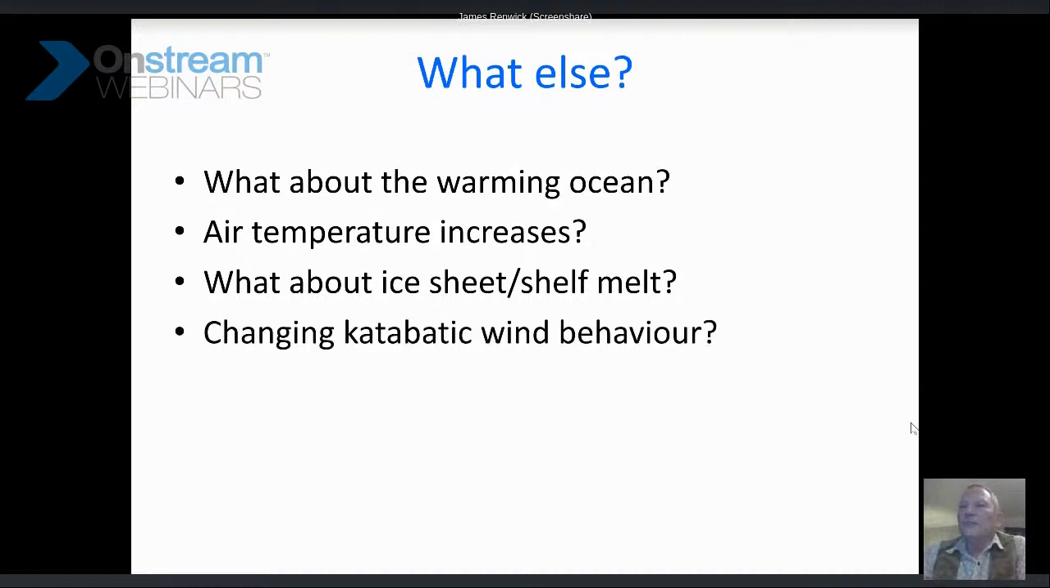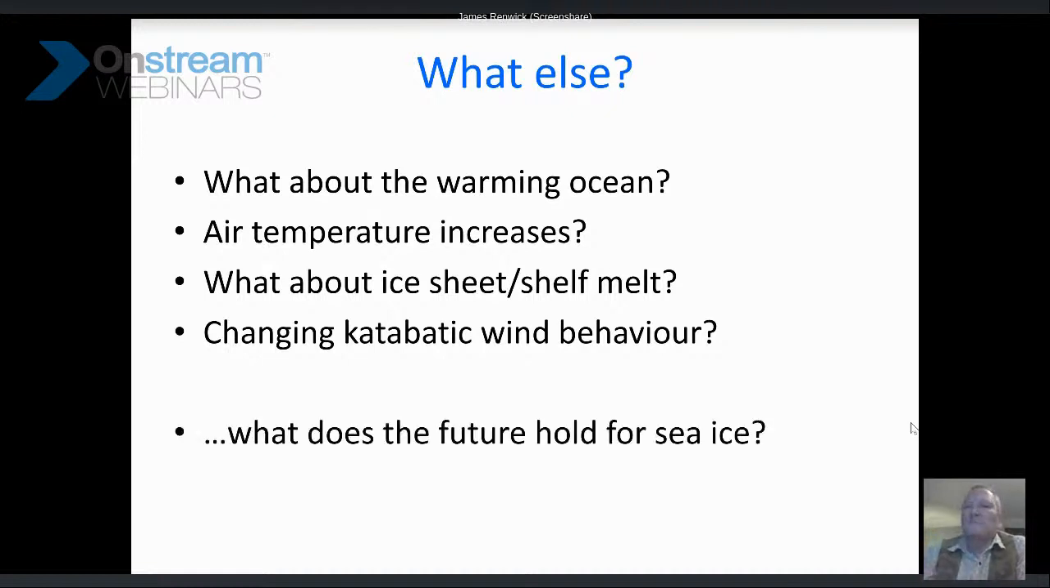The katabatic winds that flow off the ice sheets are big players in the growth of sea ice, especially in the polynya regions. There are very cold winds blowing off the continent, and you really get rapid growth of sea ice when the katabatics are strong, and not so much when they're weak. And has the increase in the westerlies driven a change in the katabatics? Good question. So, what does the future hold for sea ice?